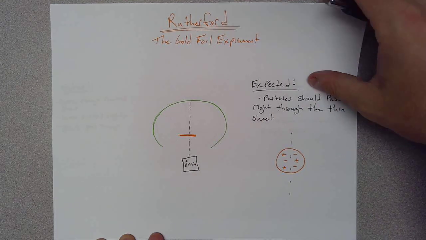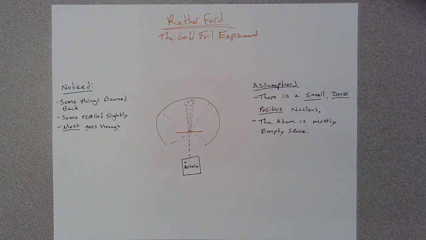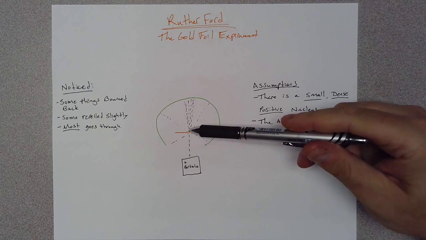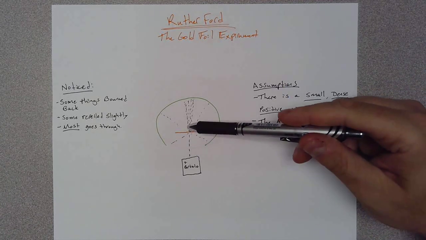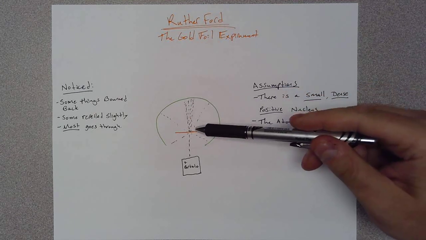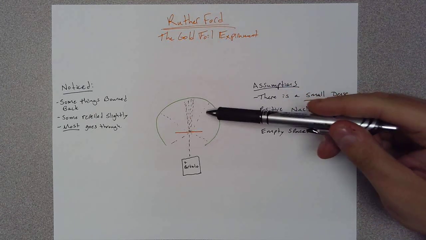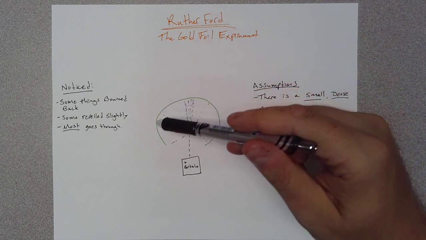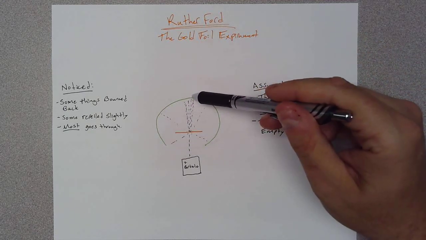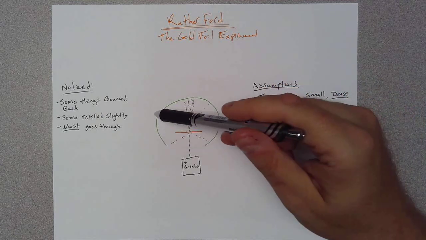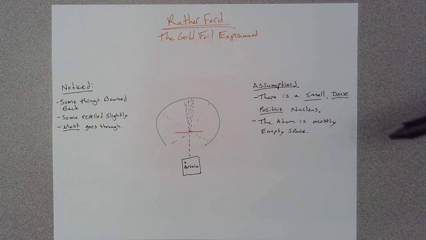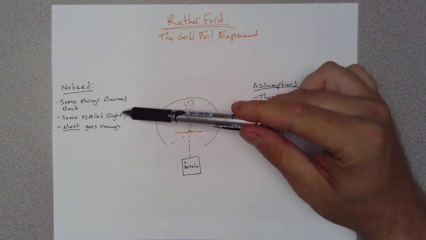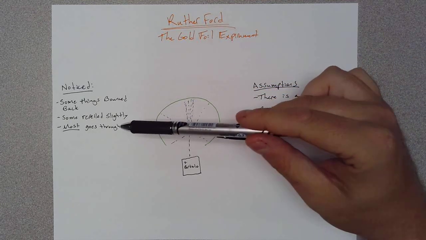However, that's not what actually happened. What actually happened was that he shot these positive particles, some bounced back, most of them went through, and some deflected off to the side a little bit. Now this is a fluorescent screen, so it was able to capture where things were hitting it, and the biggest grouping was straight through. There were just little bits of evidence that it went out to the outside. So these are the things he noticed. Some things bounced back, some repelled slightly, but most things go through.